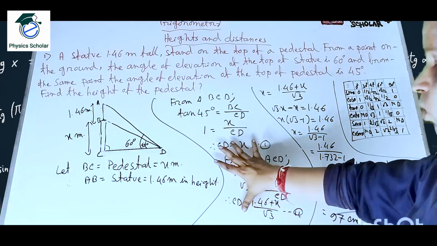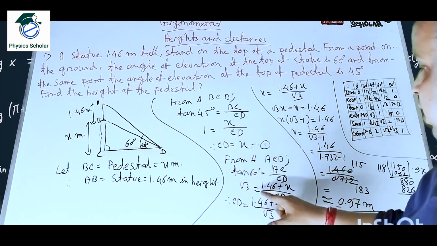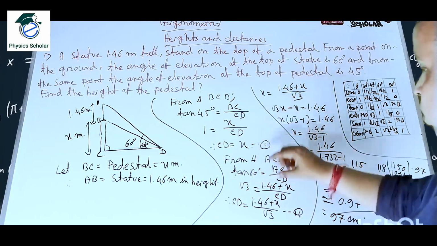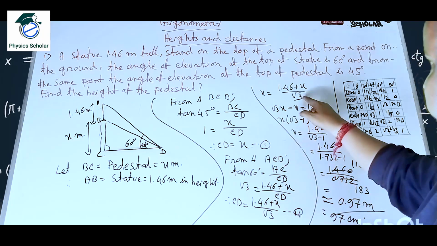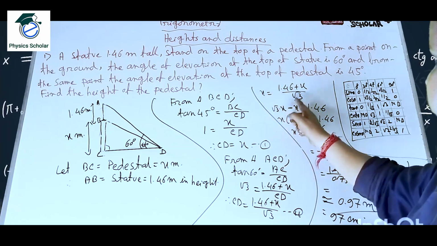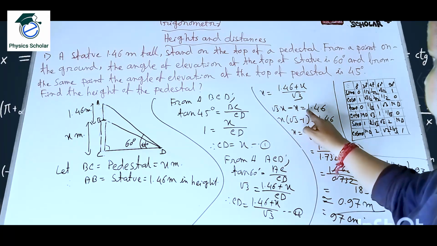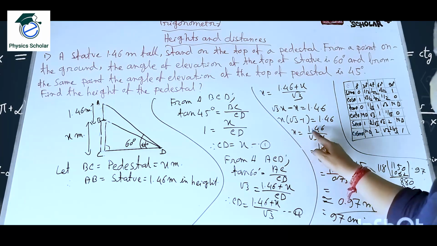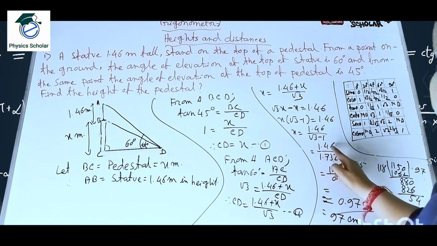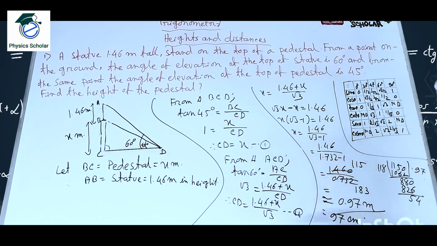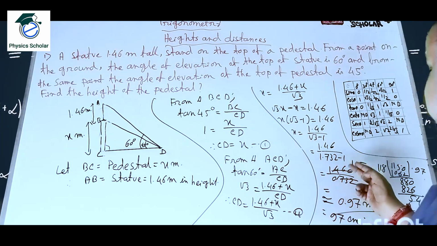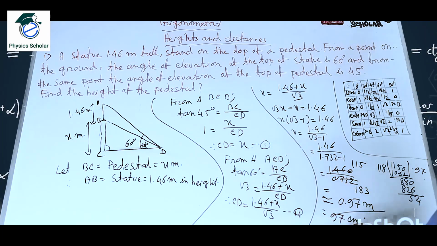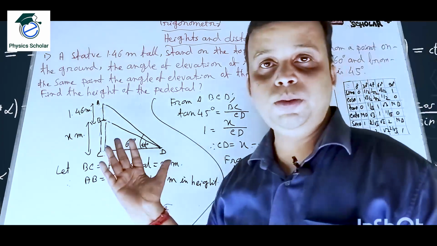Now both are equal to CD. So that means x is equal to (1.46 plus x) by root 3. So cross multiplication, root 3 x, and this x will come here, so minus x is equal to 1.46. So x common, x times (root 3 minus 1) is equal to 1.46. So x is equal to 1.46 by (root 3 minus 1). So 1.46 by (1.732 minus 1), what is the value of root 3? 1.732. Clear? So after calculation this will be your answer.